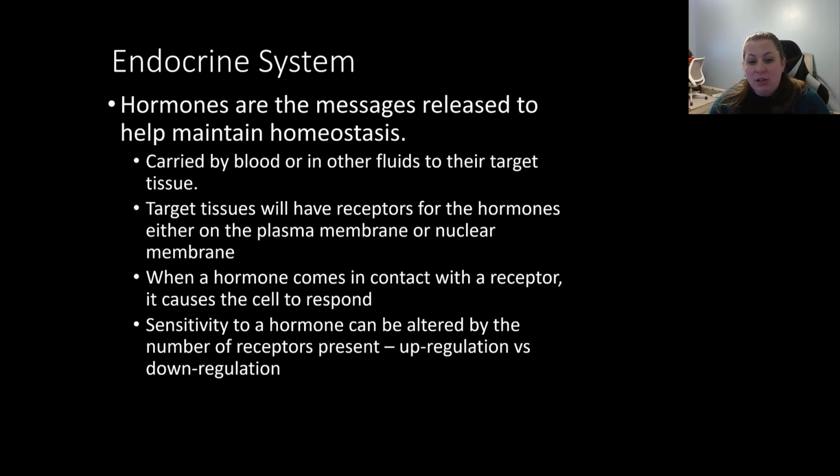Now, sensitivity to a hormone can be altered depending on how many receptors are present. It's kind of like on your phone, based on how many bars you have, your connection. Upregulation means we get more receptors. That makes you more sensitive to the hormones. Downregulation is whenever we take them away and you're less sensitive to the hormones.